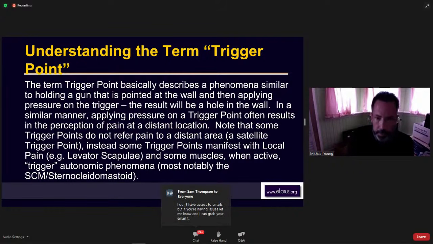Applying pressure on a trigger point often results in the perception of pain at a distant location. A lot of times people say, oh, that goes to my headache, or that goes to where my back pain is, or something like that. Some trigger points do not refer pain, like satellite trigger points. Instead, some trigger points manifest with local pain, like levator scapulae. Some muscles, when active, trigger autonomic phenomena, most notably the sternocleidomastoid.